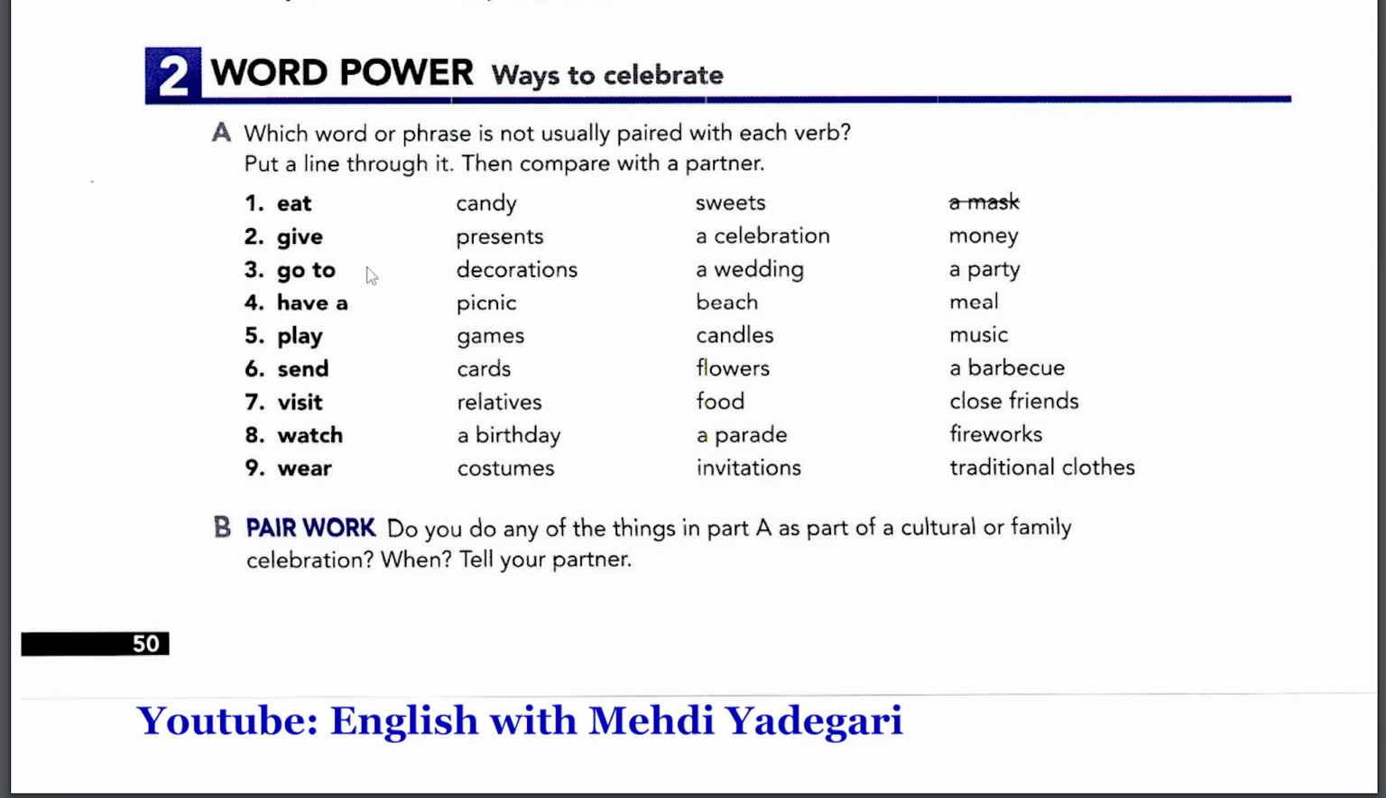Number 3. Go to decorations. This is not correct. We don't go to decorations. But we go to a wedding or we go to a party.